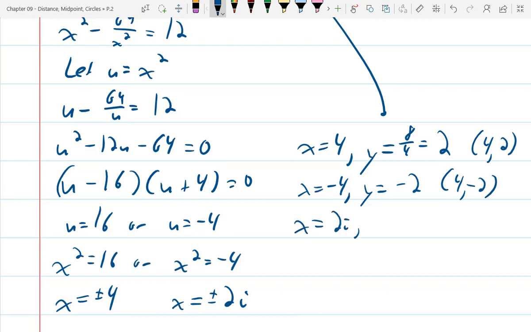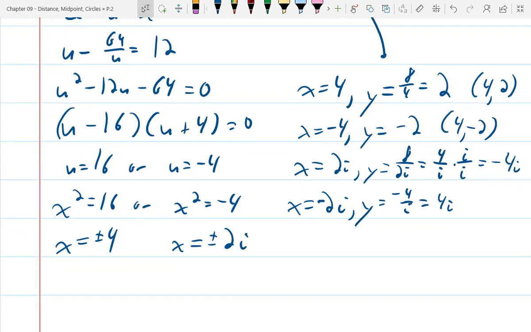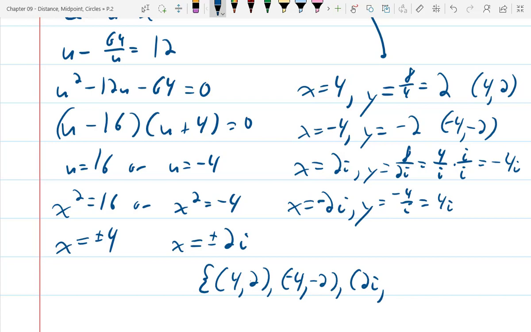If x is equal to 2i, y is equal to 8 over 2i, which is the same as 4 over i. And you guys know you cannot leave it like that. Do you remember how to get something out of i form when it's 4 over i? Multiply by i over i. And you get 4i on the top and negative 1 on the bottom, which is just negative 4i. When x is equal to negative 2i, y is equal to negative 4 over i, which is the same as 4i. So my four ordered pairs are going to be 4, 2, negative 4, sorry, this should be negative 4, negative 2, 2i, negative 4i, or negative 2i, 4i.